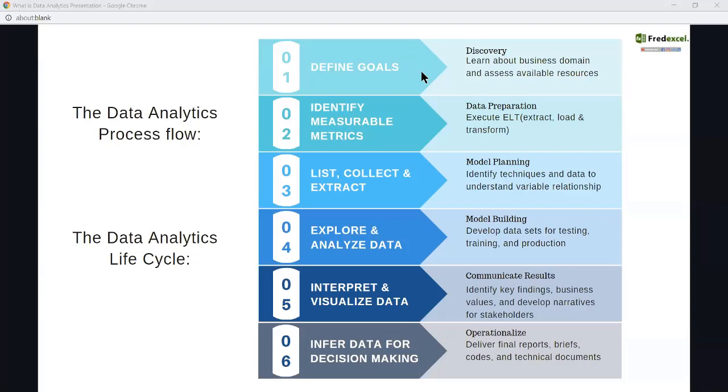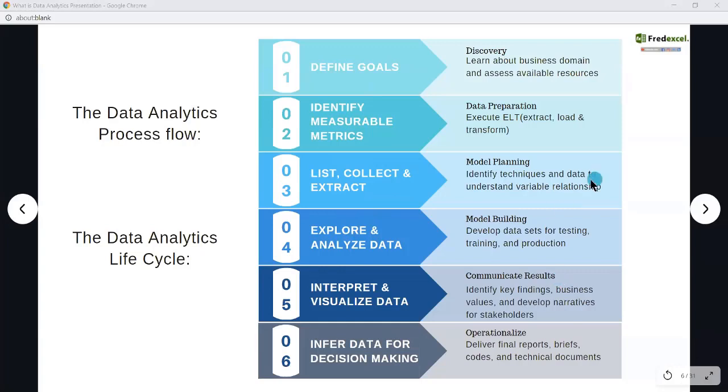So here we are saying that first you need to define the goals. You need to identify the measurable metrics. That's what I was talking about. You need to list, collect, and extract. Then you have to explore and analyze the data. That's where our focus will be. Then interpret and visualize the data. Then we have to infer from the data, or from the data, we need to make decisions.